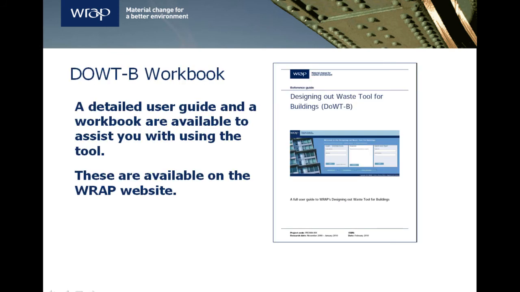For your convenience, a detailed user guide and a workbook on the Designing Out Waste tool for buildings are available from the WRAP website. The user guide can be accessed at any time when using the tool from the Download Options menu at the top of the screen. The workbook takes you through the tool through a series of tasks. If you wish, you can print this workbook and work along with these video tutorials, pausing when you come to the relevant task. I will indicate an appropriate time to pause with this symbol.